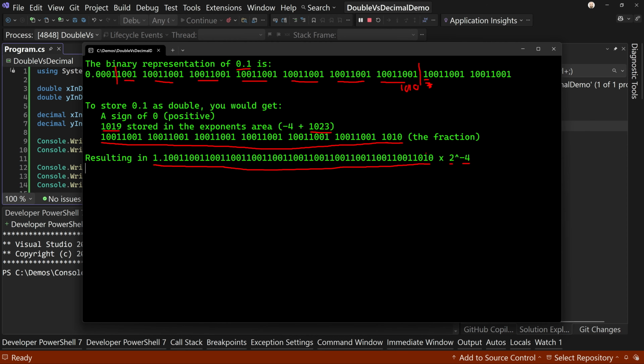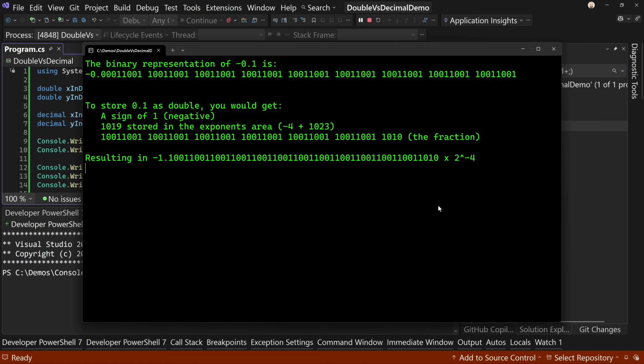We rounded here, we ended up with the 10 instead of 01. That's where we get a little bit of the round at that last place, okay? So that's how we store 0.1. Let's do -0.1. Well, it's just a sign. That's really the only thing that changes.